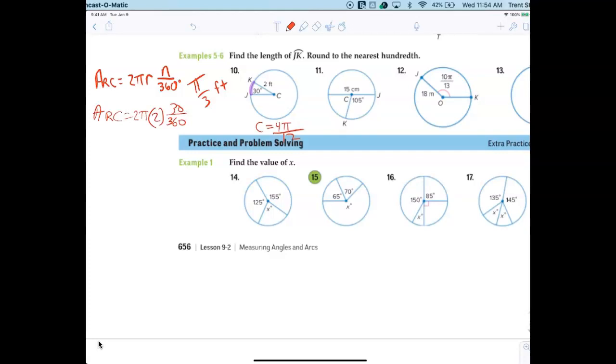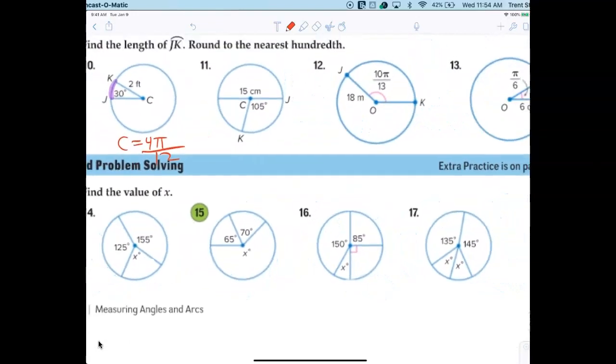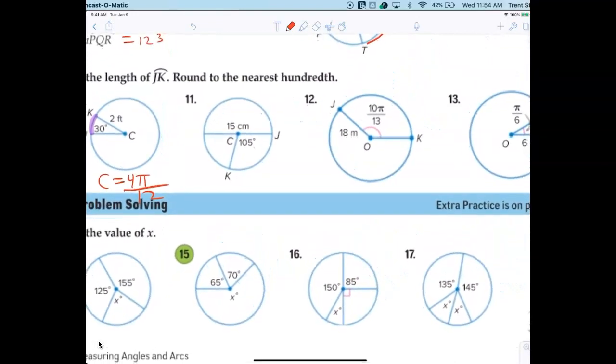Right? The circumference formula, remember, is 2 pi r, if you didn't know that. All right, so now up here, guys, number 11. What would be the circumference of the circle? So it's going to be 15 pi times 105 over 360. Because we only need how many degrees out of how many?